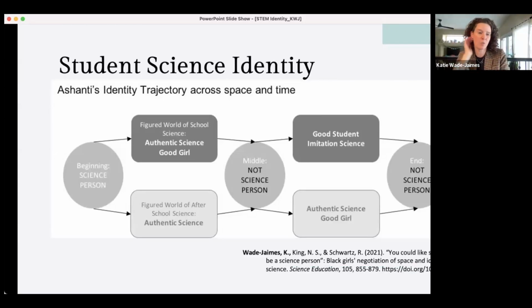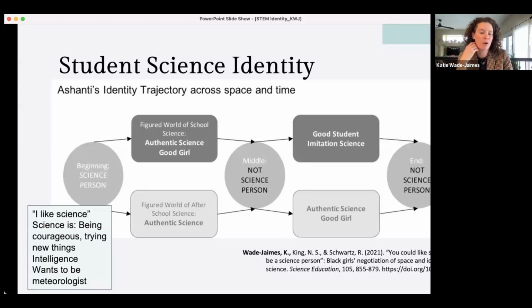So I'm going to share one of the case studies, Ashanti, and this is how she participated both in school, which is the top here, as well as after school, which is the bottom here. At the very beginning of the study, Ashanti was so into science, and she clearly identified as a science person. She was one of the students who founded the STEM club because she wanted to do more science and STEM in her life. When I asked her at the very beginning if she was a science person, she said yes, very confidently. I asked her why, and she said, well, because I like science. So it's very simple to her. If you like science, you can be a science person.